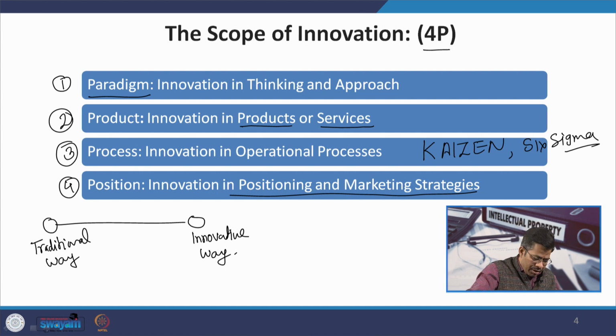For example, if I say in the context of India, our position was that India is a soft state. Now, all of a sudden we are changing our position that India is no longer a soft state. We also know what is in our interest, what is in our benefit, and we are able to hard negotiate for our interest. So, that is position-related innovation. So, these are four different P's on the basis of which you can identify the scope of innovations.